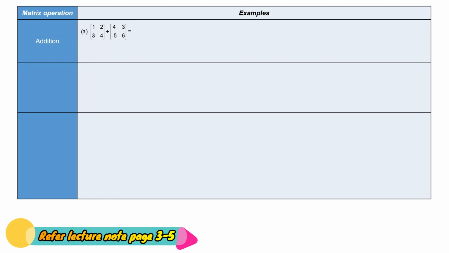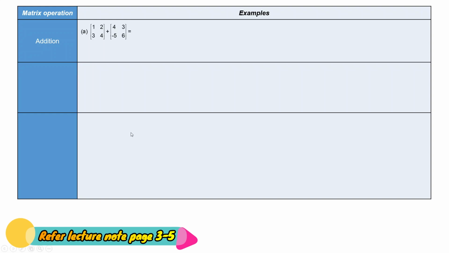Firstly, how do we know whether the two matrices can be added or not? Of course, it is very easy to determine. These two matrices can be added only if they are of the same order. So for this example, the first matrix is 2 by 2, and the second matrix is 2 by 2. So clearly these two matrices are of the same order, so they can be added.